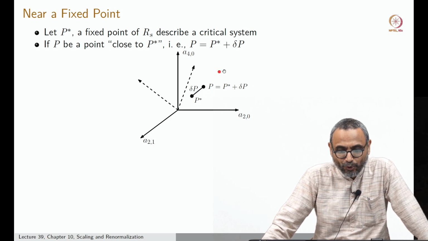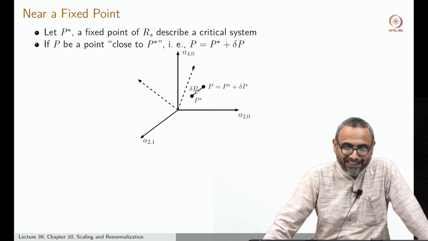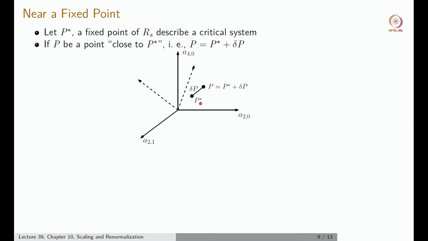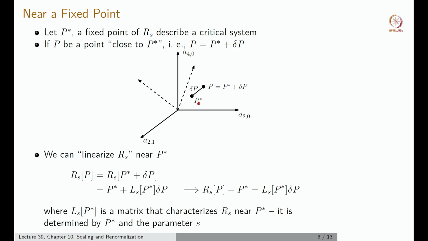Okay, so this is the story, and what we are going to ask is, under the action of renormalization group transformation, P star will remain unchanged. How can we characterize what happens to P, or equivalently what happens to delta P?